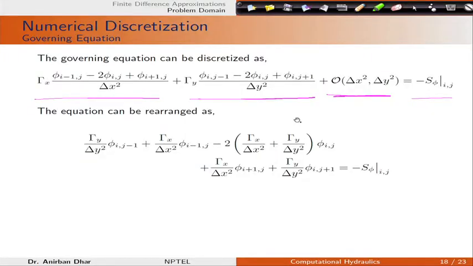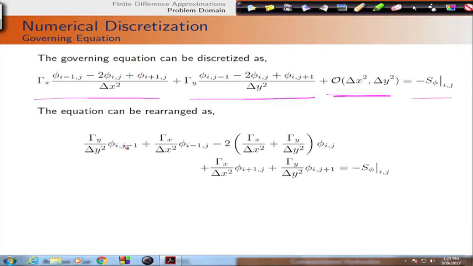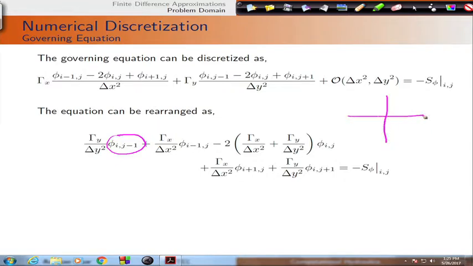So, this equation can be arranged as follows. With this, we have I j minus 1. That means, if we have any general I j structure, then this is I j minus 1, this is I j plus 1, this is I minus 1 j, this is I plus 1 j.